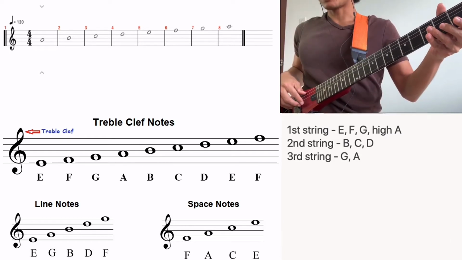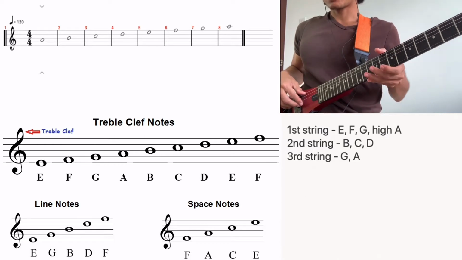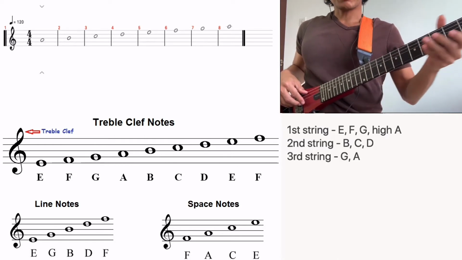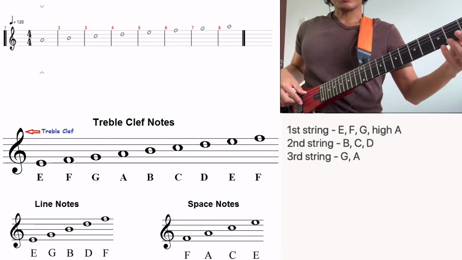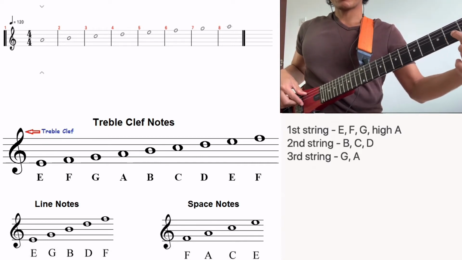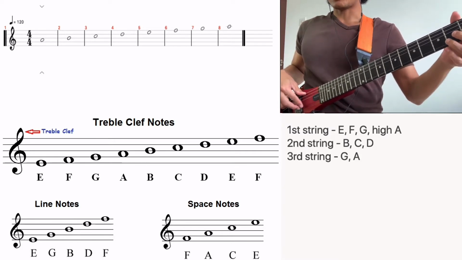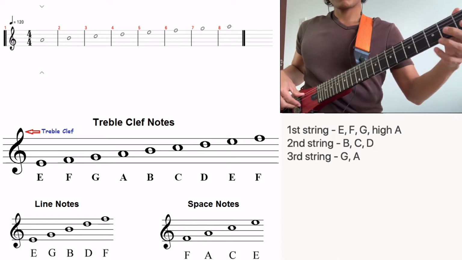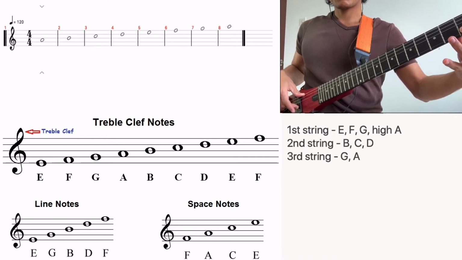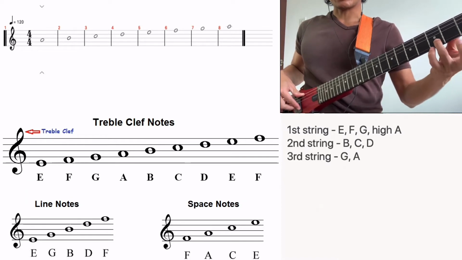Third string, we have two notes. Okay, so this is the third string, and we have G on the open string, and we have A on the second string, second fret, I mean. And on the second string, okay, we have B, we have C, and we have D on the third fret.